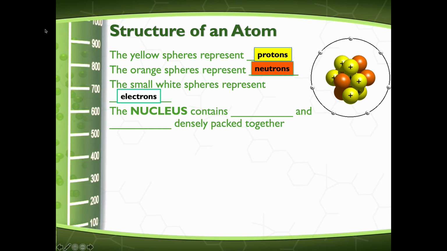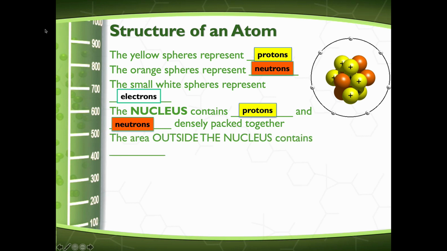Now, in the center of this atom, we have what's known as the nucleus. So all those yellow and orange balls together comprise our nucleus. All nuclei are made of protons and neutrons. So notice I changed the word to nuclei. That's the plural of nucleus. And they tend to be very densely packed together. The area outside the nucleus, that's where you'll find your actual electrons.